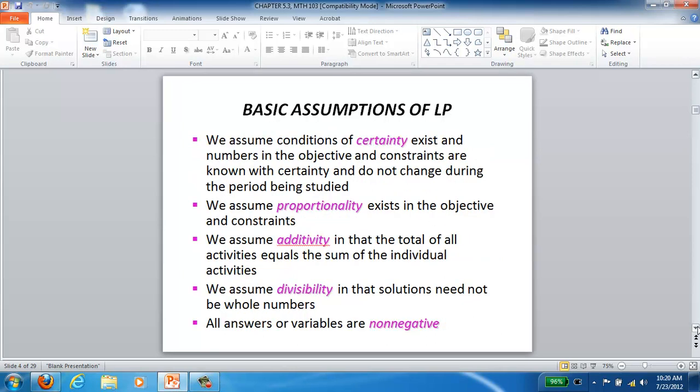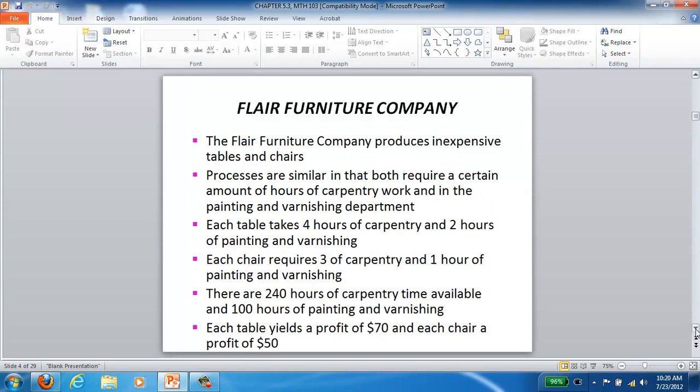We assume certain conditions. First of all, we assume proportionality exists in the objective equation. We also assume additivity, divisibility, and the fact that the variables in the system are non-negative. Let's take a look at an example.